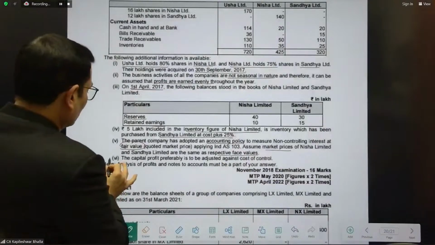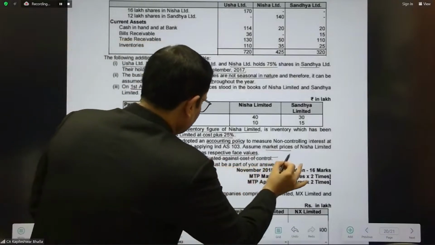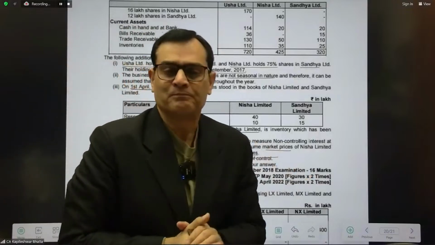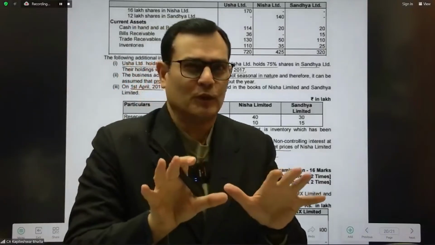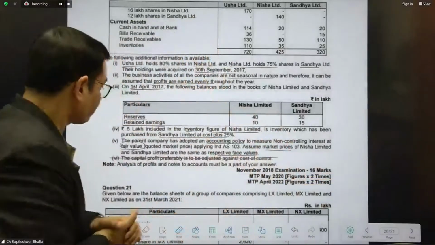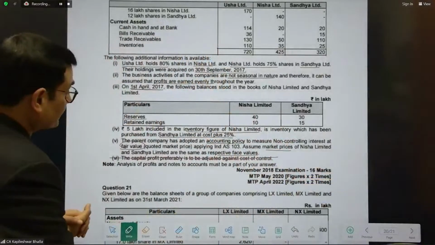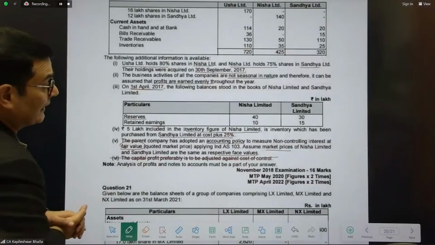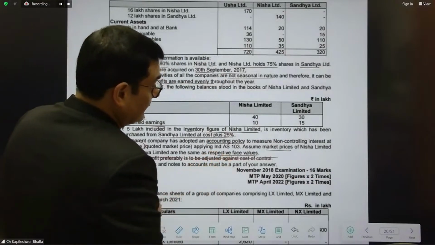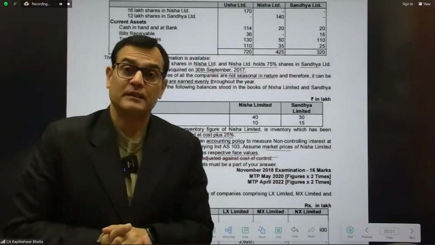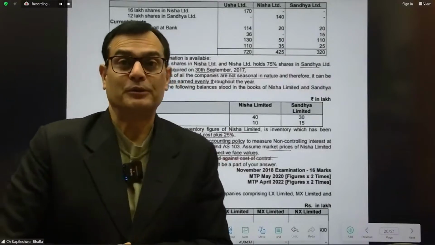I guess you can ignore point number 6 because that is more towards AS 21. So we can ignore what is given in point number 6. Let's not even read it, delete it from the question. Then it says analysis of profits and notes to accounts should be a part of your answer. This question came in November 18 for 16 marks, and it has also come in MTP in 2020 as well as 22.